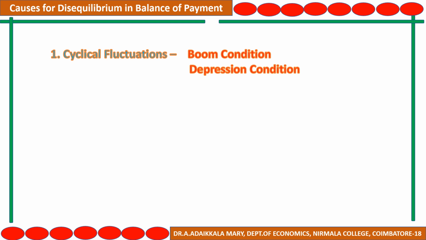Next one, inflationary condition. An inflationary rise in prices within the country may also lead to disequilibrium in the balance of payment. Due to inflation, the prices of exports may go up, causing a fall in the amount of exports, with imports remaining the same. So it leads to an unfavorable balance of payment.